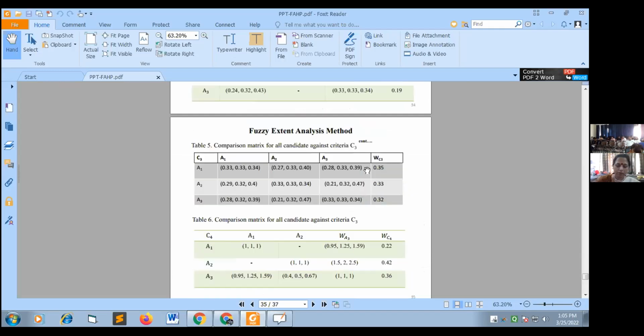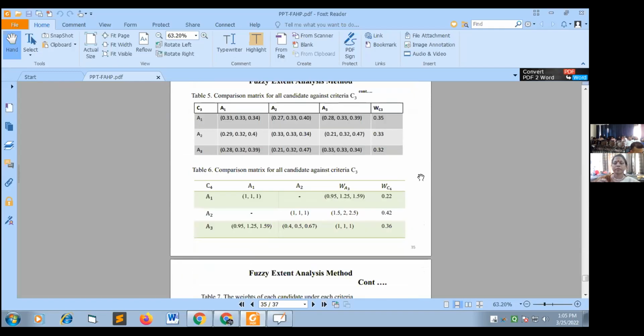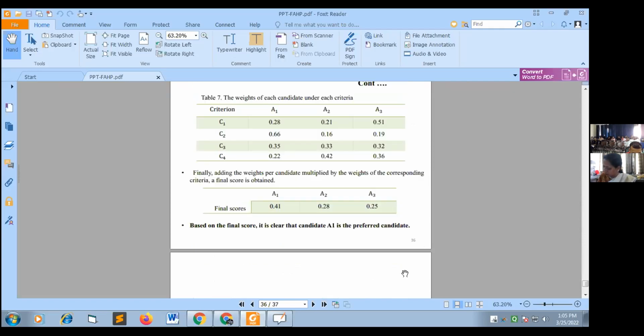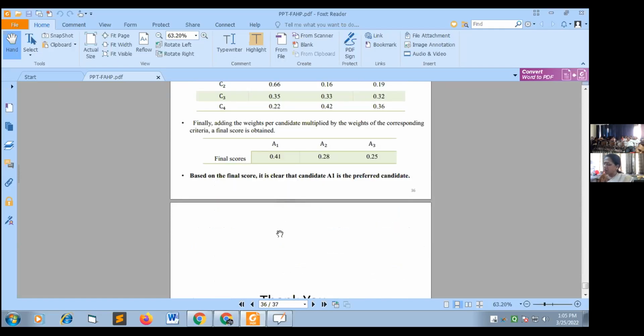We have already evaluated the criteria, which tells us what priority to give to the candidate. So this is the weight of the candidates on the basis of criteria, and the previous one was the weights of the criteria. We multiply them and sum them, and so we have the final score of the candidate. Based on the final score, it is clear that candidate A1 is preferred to A2 and A3. So this is how to select.